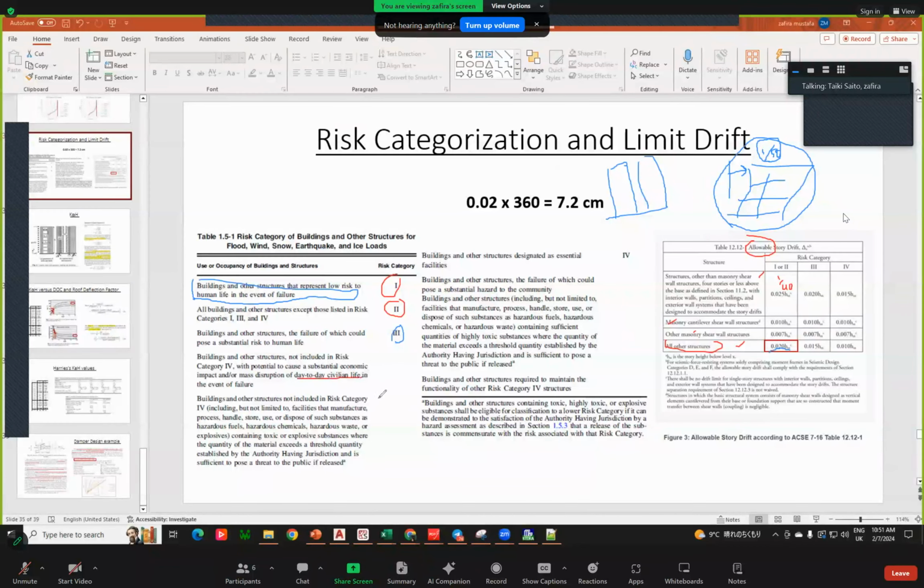I don't know. What is 4? 4 is for toxic and explosive structure. No, 4 is this one, right? 4, essential. Oh yes. And these are the structures to be taken. Buildings and other structures not included in the previous form.